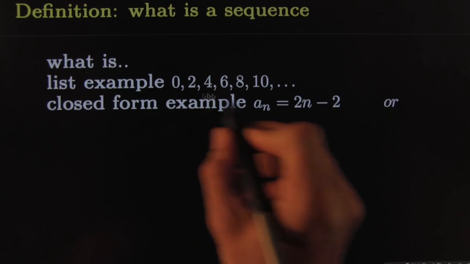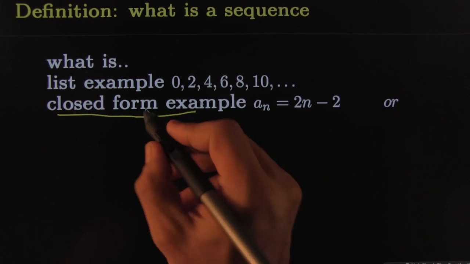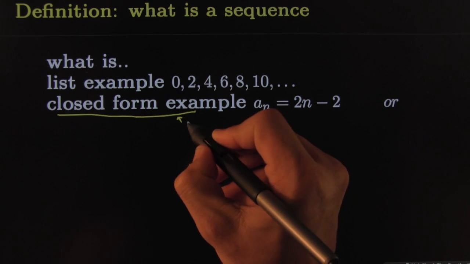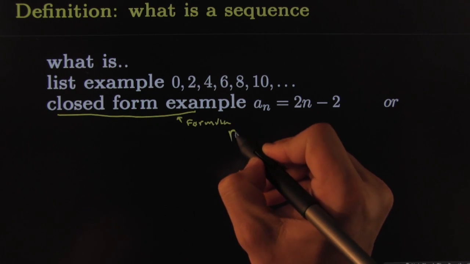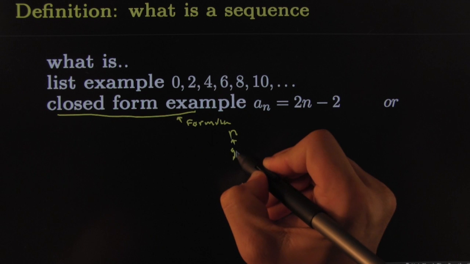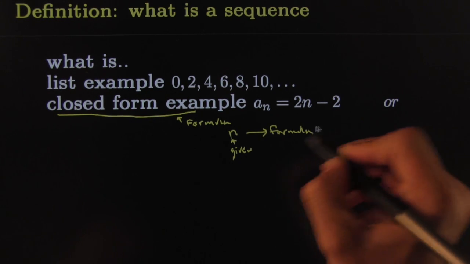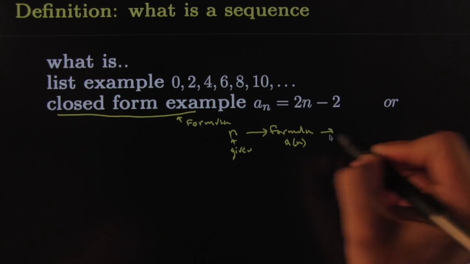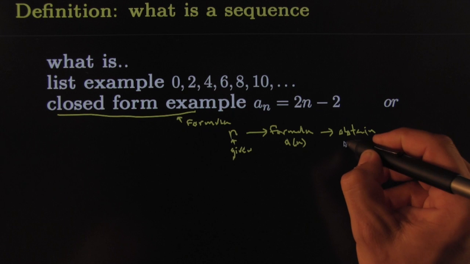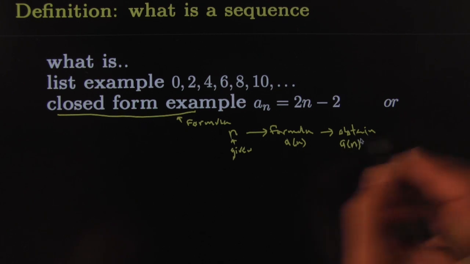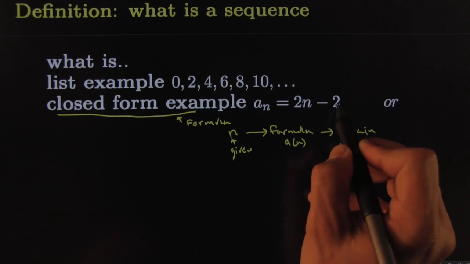Another way to describe a sequence would be to give a closed form. Now this sounds like a fancy idea, but really it just means a nice formula where n is given, and then the formula for a_n is also given, and then you can obtain the next term, a_n. So here the formula is given like this: a_n is 2 times n minus 2.